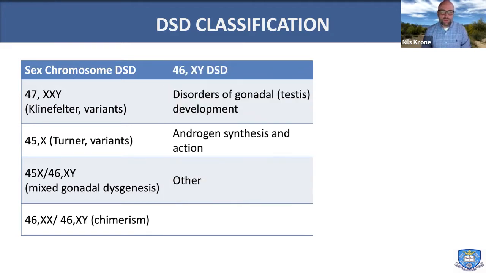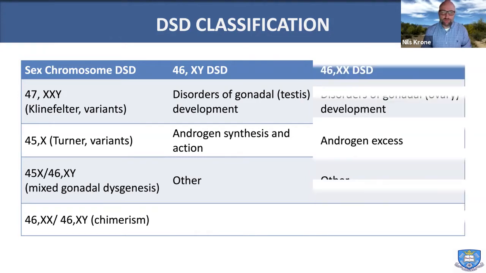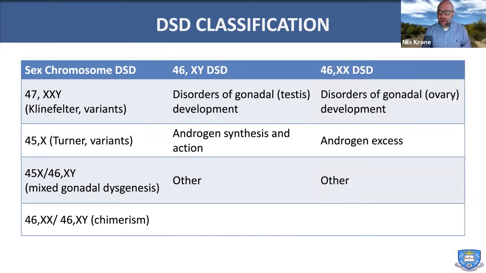Another group are 46,XY DSDs, so people with 46,XY chromosomes, with larger categories of disorders of gonadal or testicular development, androgen synthesis and action, and other causes, because there are quite a few different reasons. And 46,XX with androgen excess, the majority of which are 21-hydroxylase deficiency, some 11-hydroxylase deficiency, and then many other, far rarer causes.